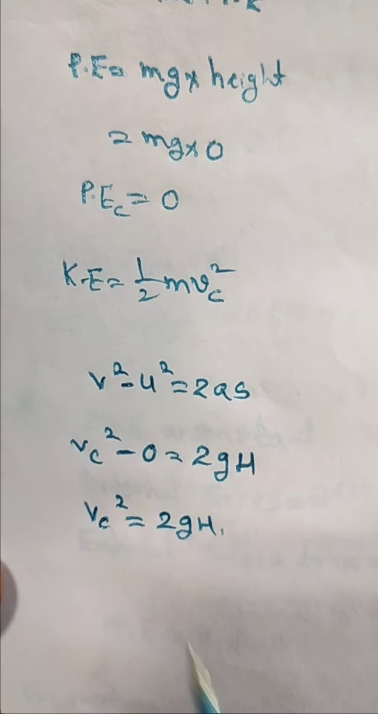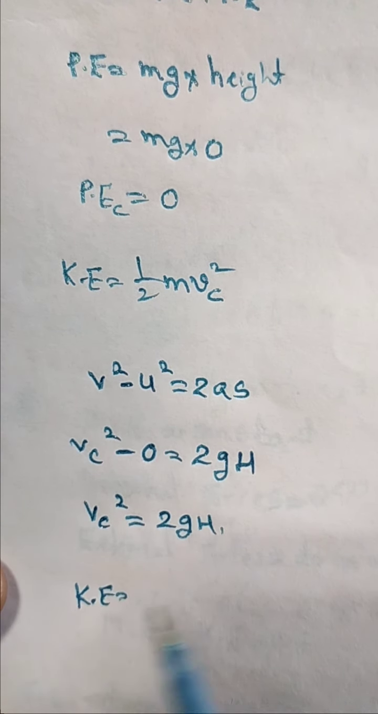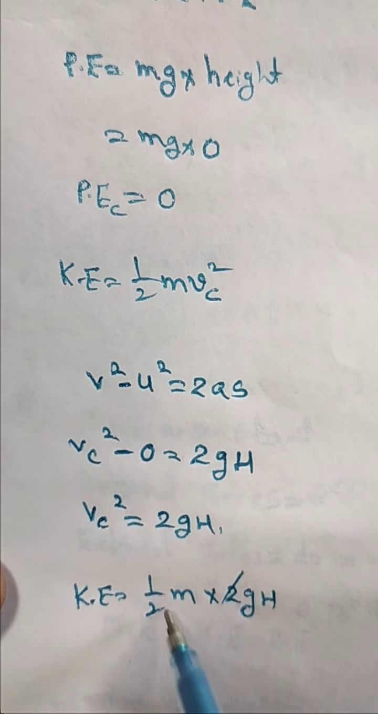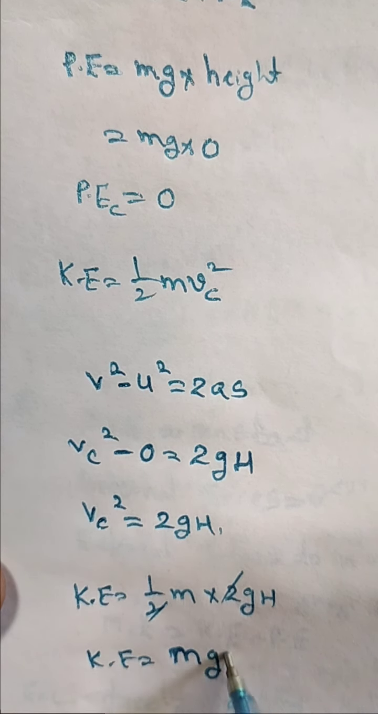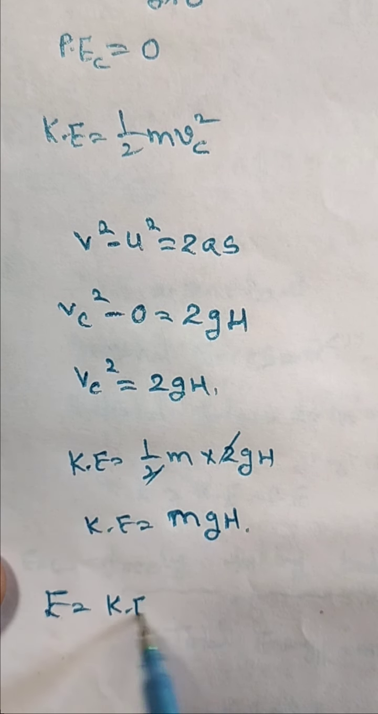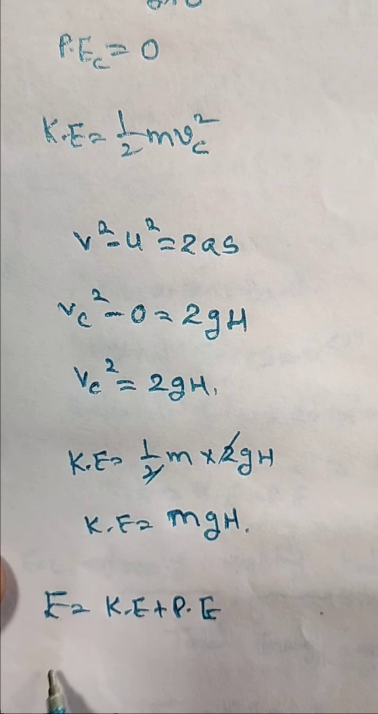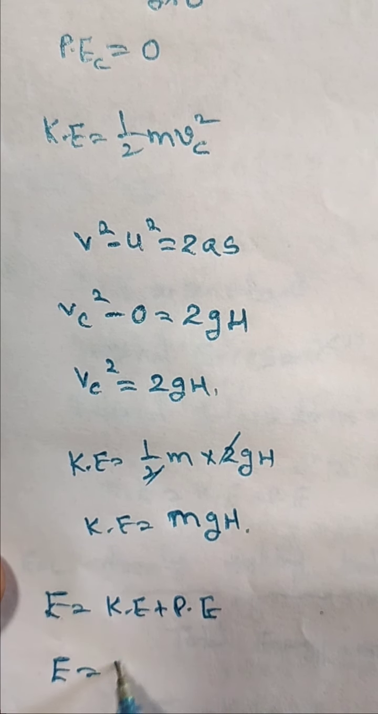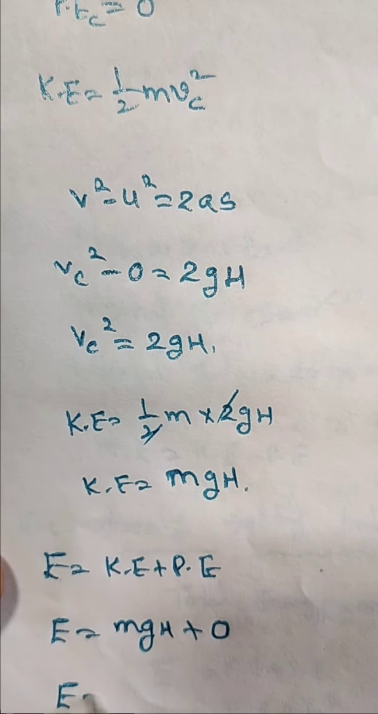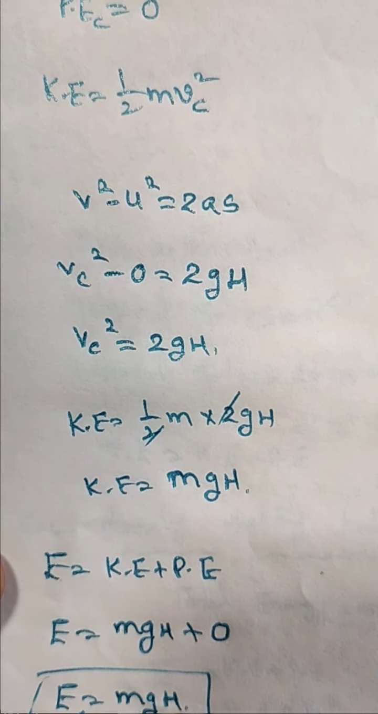So what is the kinetic energy formula? The kinetic energy is equal to half m vC square, that is 2gH. The 2 cancels, so the kinetic energy is equal to mgH. This is the kinetic energy. What is the total energy? E is equal to kinetic energy plus potential energy. So E is equal to, what is the kinetic energy? mgH plus what is the potential energy? 0. So E is equal to, what is the equation? mgH.